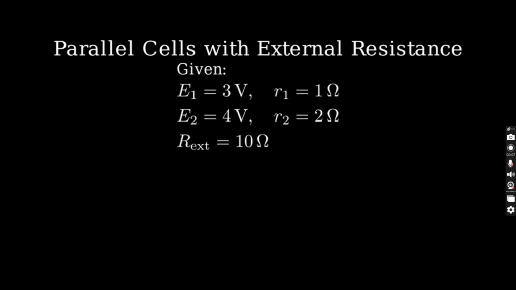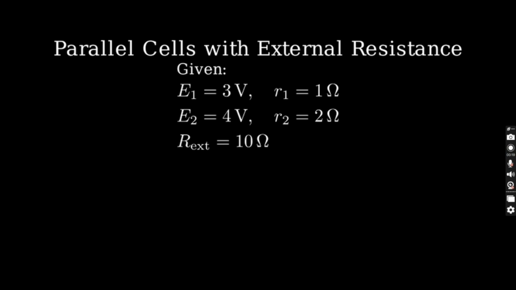Let's solve a problem involving 2 cells connected in parallel with an external resistor. We have 2 cells, one with an EMF of 3 volts and internal resistance of 1 ohm, and another with 4 volts and 2 ohms internal resistance. These are connected in parallel to a 10 ohm external resistor.